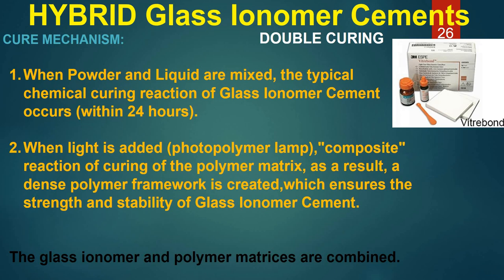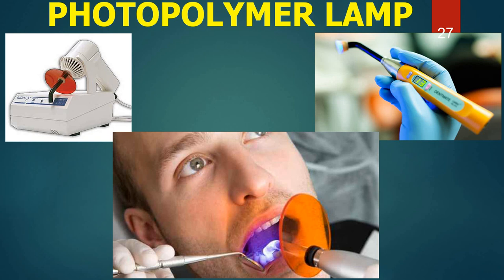Hybrid glass ionomer cements, double curing. Cure mechanisms. The first, when powder and liquid are mixed, the typical chemical curing reaction of glass ionomer cement occurs within 24 hours. When light is added from a photopolymer lamp, the curing reaction of the polymer matrix occurs. As a result, a dense polymer framework is created, which ensures the strength and stability of glass ionomer cement. The glass ionomer and polymer matrices are combined. And in this picture we see a photopolymer lamp.